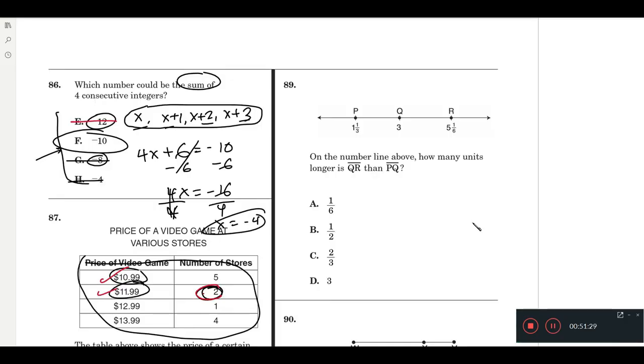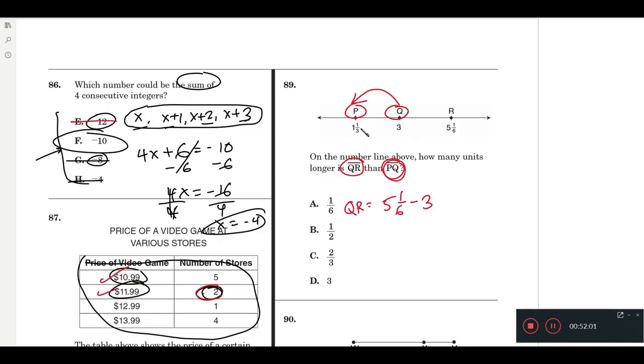Let's do number 89. It says on the number line above, how many units longer is QR than PQ? So let's find QR. How do we find it? Whatever is on the right side, subtract the one on the left. So QR is equal to 5 and 1/6 minus 3. And how do we find PQ then? You do 3 minus 1 and 1/3. Yeah, PQ is here. Whatever is on the right side, we subtract the one on the left.